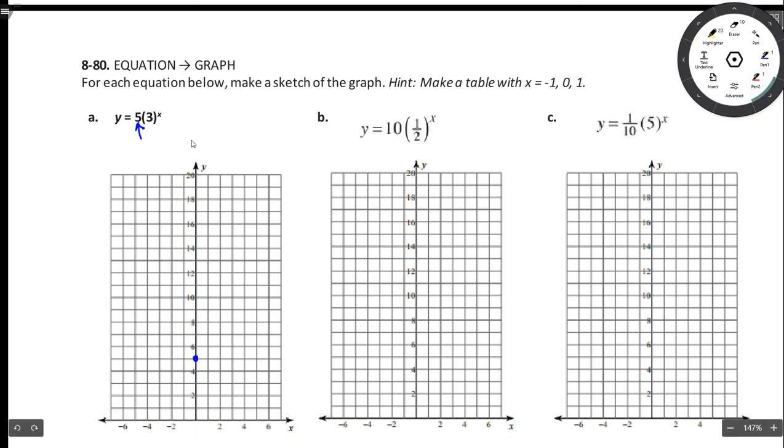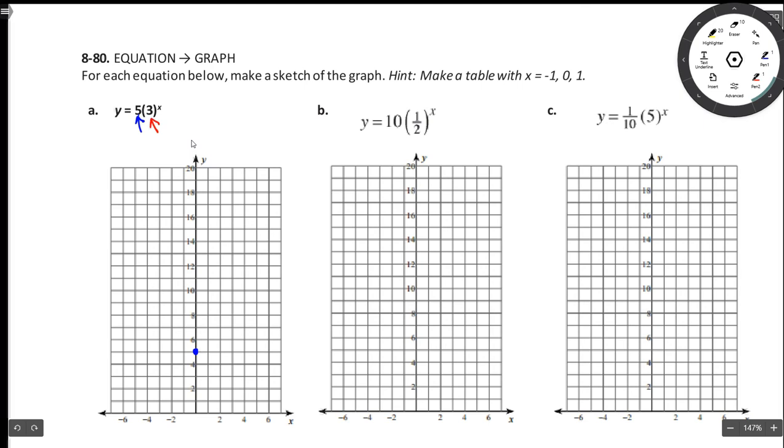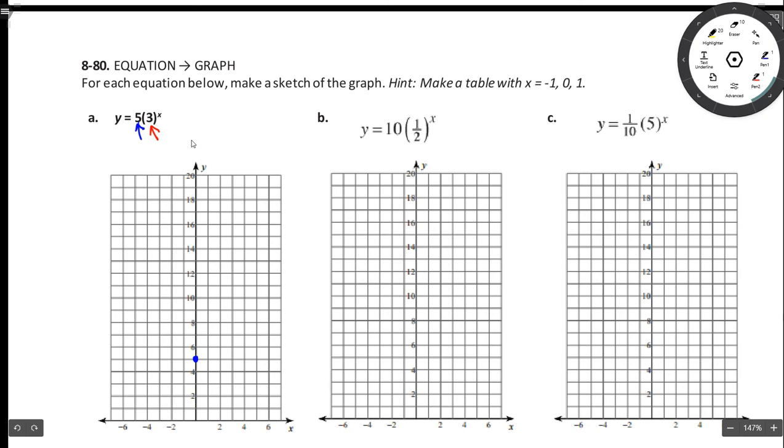And that 3 tells me that it's your multiplier. So I go from 5 and I multiply by 3, and that's 15. So for 1, you're going to end up at 15. And that's going to be your second point. If you didn't really understand that, I'm going to go ahead and use the second method here to graph, and that's basically plugging in your points.